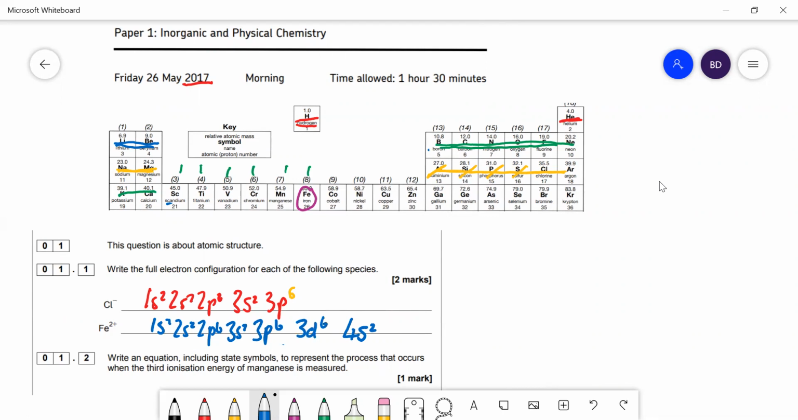Okay, now to form the Fe2+ ion, you've got to lose 2 electrons. They are lost from the 4s shell. That's slightly higher in energy now. So it's 3d6. Important to realize that you do not lose electrons from the 3d, you lose them from 4s.